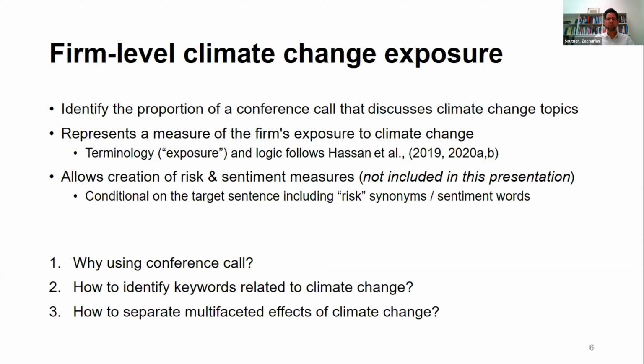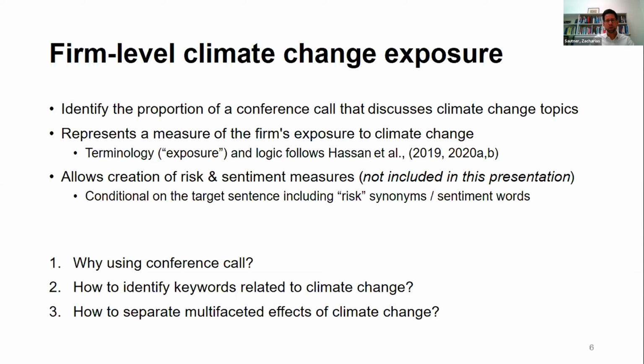It's not included in this presentation, but essentially what we're doing is we're scanning these conference calls. We look at individual sentences that contain bigrams, word combinations related to climate change, count them, and put them relative to the overall number of bigrams. That's our measure of exposure and of the subtopics.